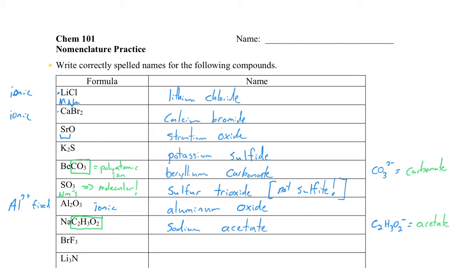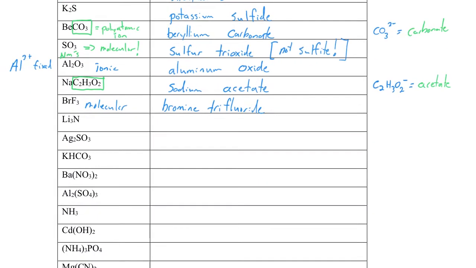All right, so once we have sodium acetate there, let's look at a few more examples. I might go through a few of these a little quicker. So here we have Br, which is bromine, and fluorine. Those are both non-metals, so this is a molecular compound. And we would name this by saying bromine trifluoride to designate the 3 fluorine atoms.